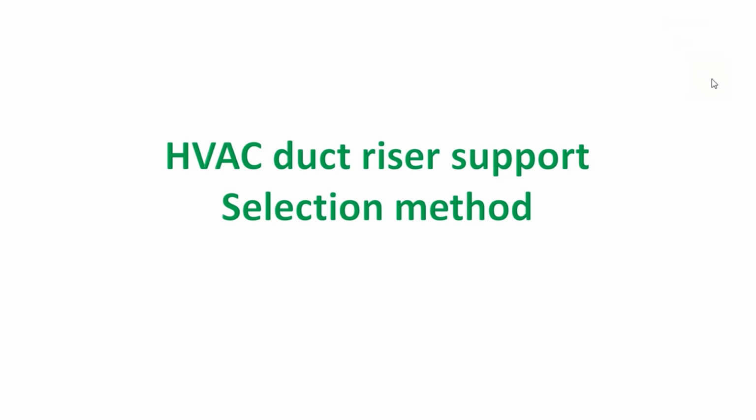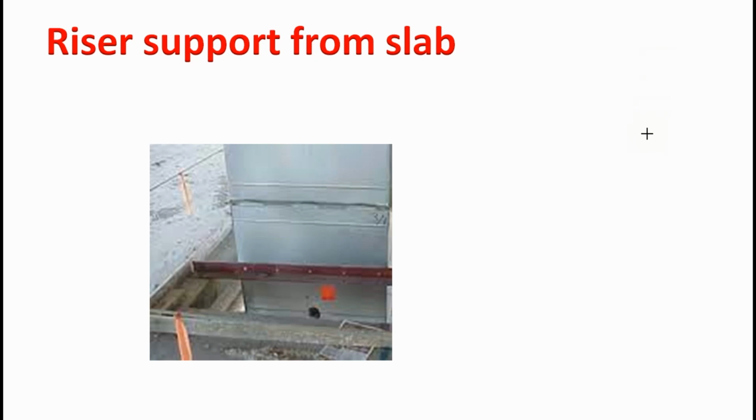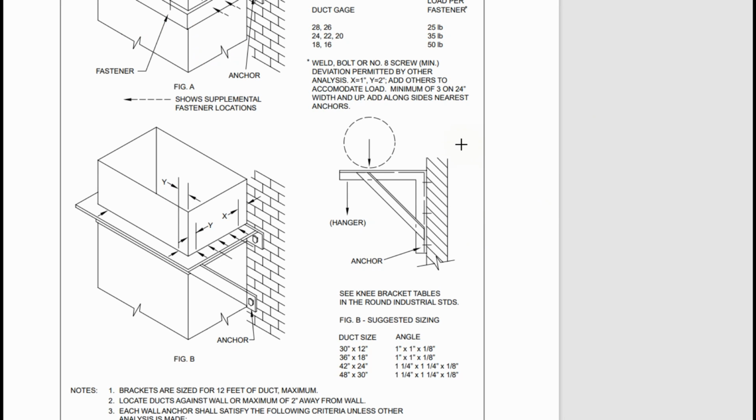In this video, I will explain how to select the duct riser support. Normally, we use two types of support for the duct riser. First, we make angle or channel reinforcement with the duct and we support this reinforcement with the slab. Second, we fix cantilever support with the wall and we hang the duct with it.